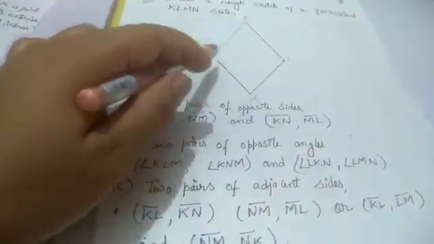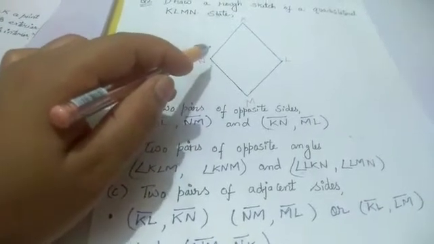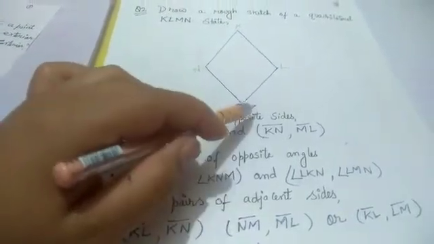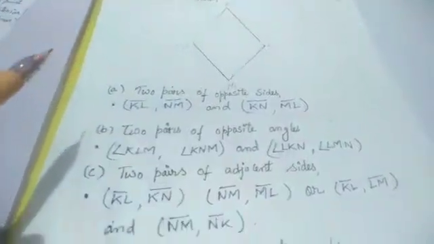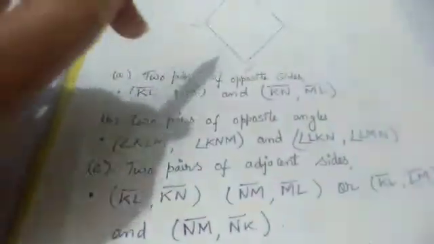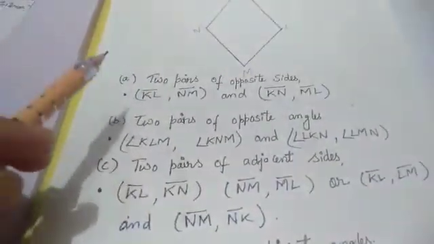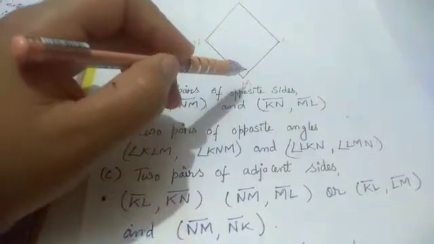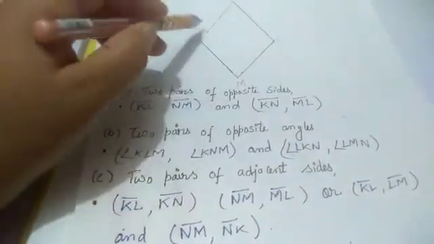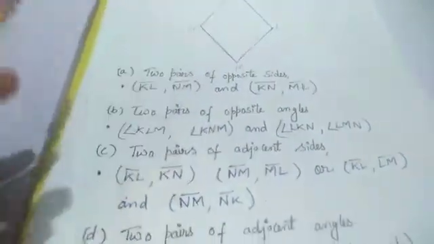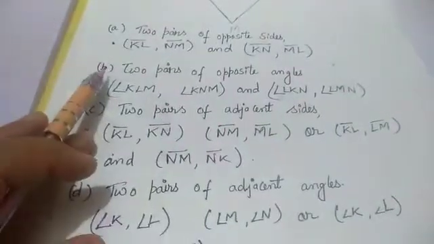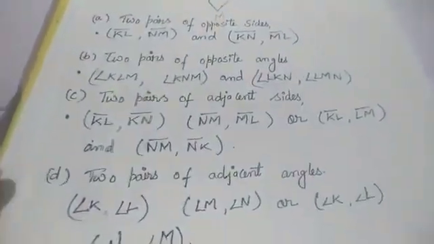Line segment KL and line segment KN are adjacent, and line segment NM and line segment ML are adjacent, or KL and LM are adjacent, or NM and NK are adjacent. These two also are adjacent. Now part D, two pairs of adjacent angles.